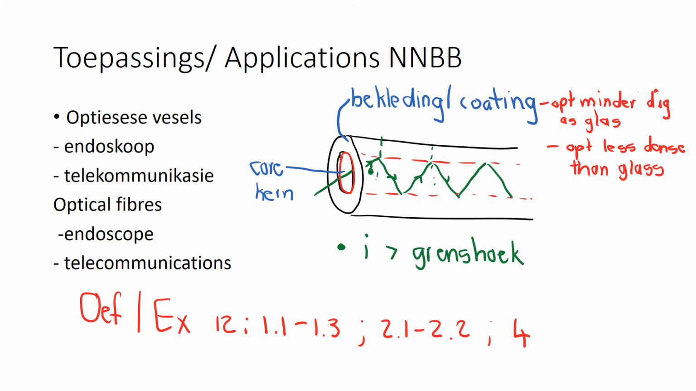Ek gaan net vinnig kyk. 'n Optiese vesel bestaan uit 'n kern, there's a core and a coating around the core. Daar's 'n bekleding rondom en hierdie bekleding is opties minder dig as die glas. Your coating is optically less dense than your glass. We said for total internal reflection to occur, we must move from an optically more dense to a less dense medium, nee? And if your angle of incidence is bigger than your critical angle, you will get total internal reflection.